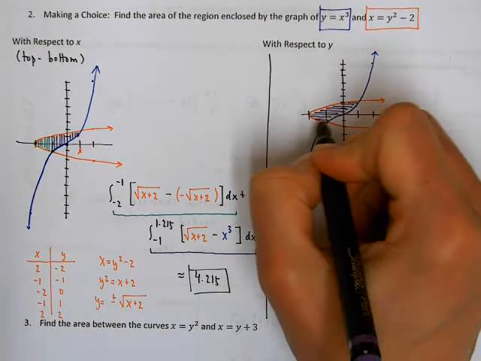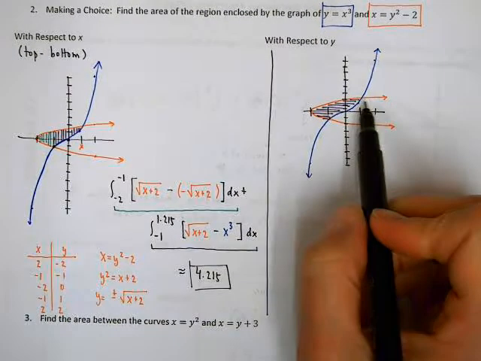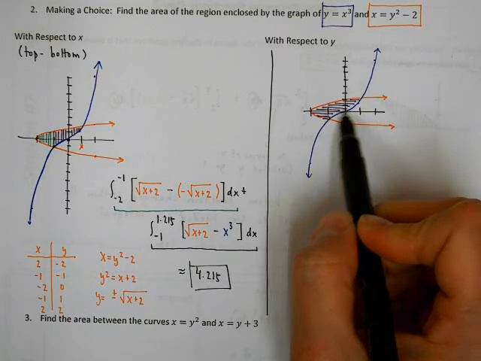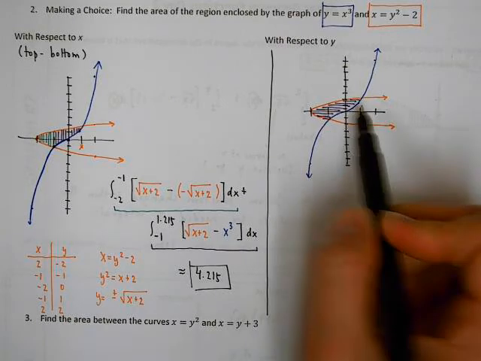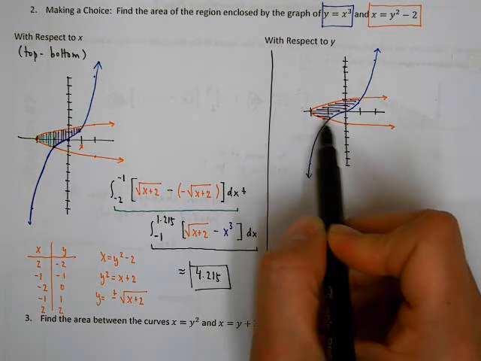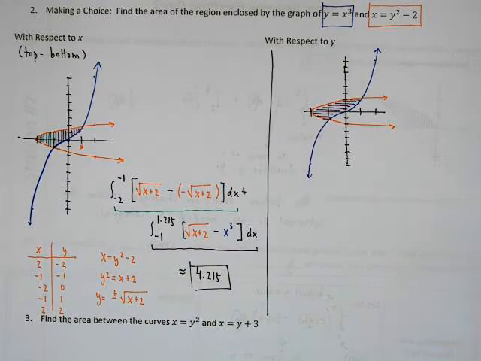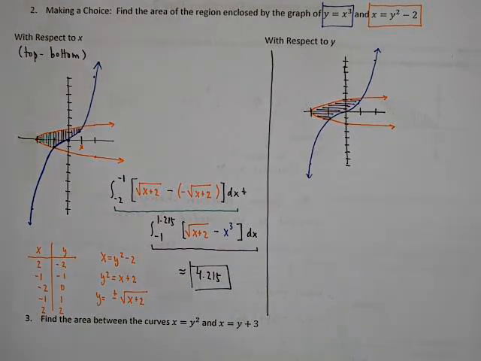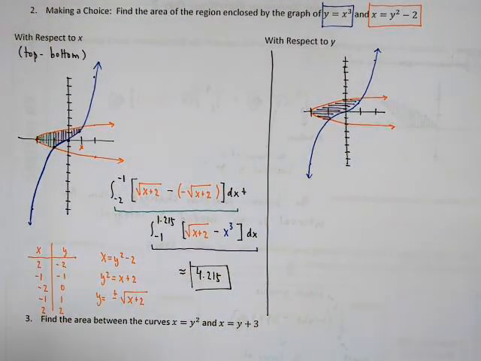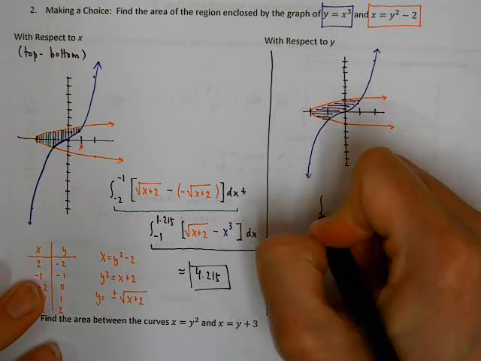So I'm going with respect to y. And when I do that, I can see my right boundary here is always the blue curve. My left boundary is always the orange curve. So I know I'm only going to need one integral. So let's go ahead and see what that would look like.